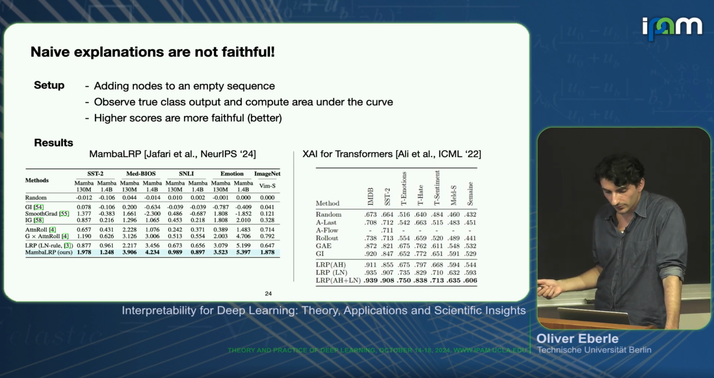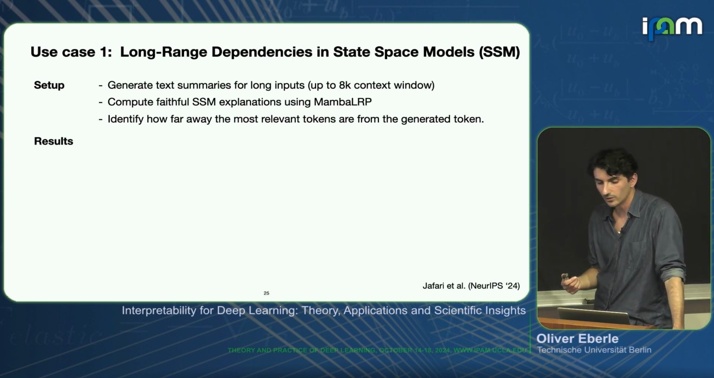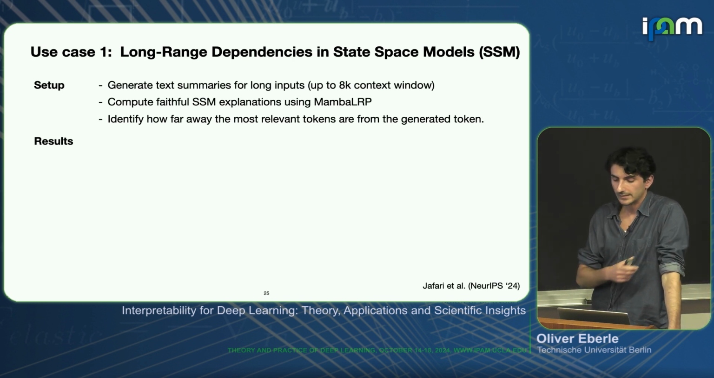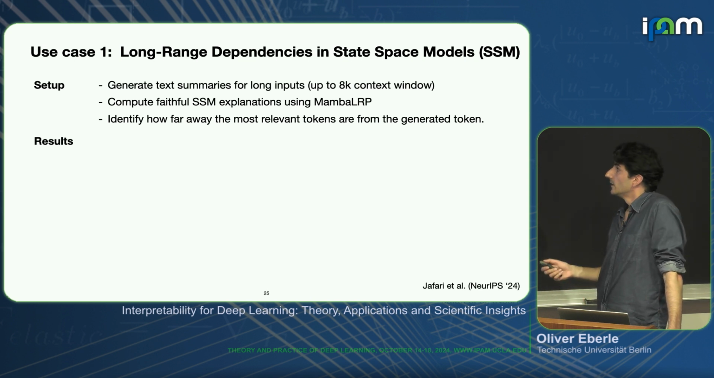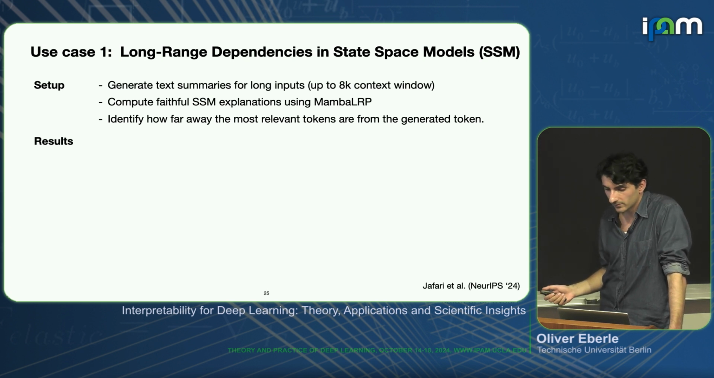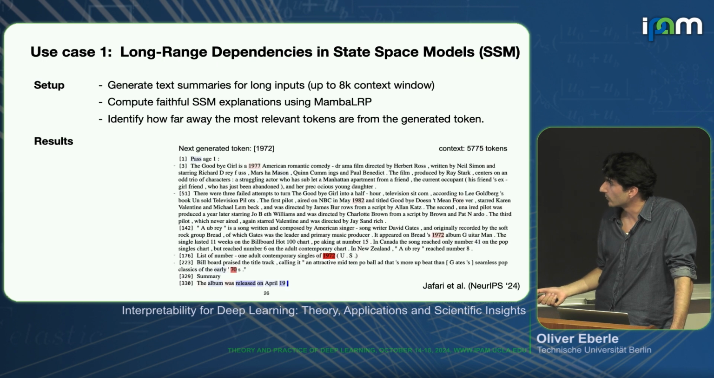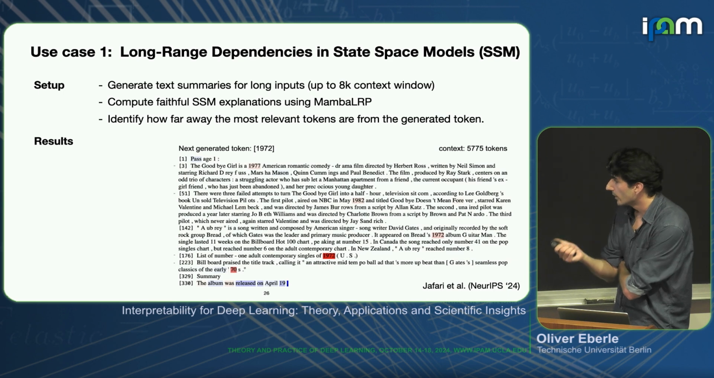But now what can we do with these things? For Mamba, since there was this hypothesis that Mamba is really good at using long-range dependency information, we wanted to actually check this. So we took a data set of longish input texts up to 8,000 context window size. We computed these explanations, and then we basically looked at them. First, one example here. We had this long paragraph. This is skipping most of the lines. It's only showing the lines that contain some token that's considered to be relevant.